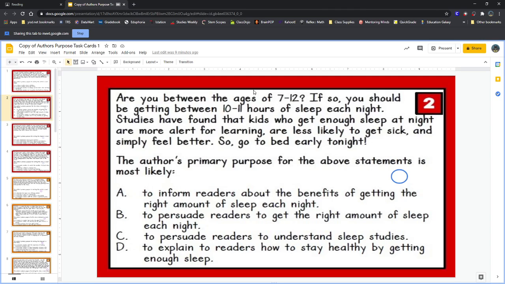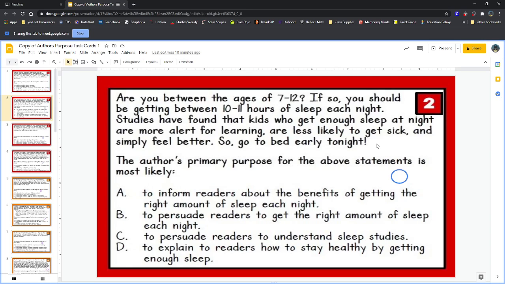Especially because of that last sentence, I think if we didn't have the last sentence, then this would have been an inform. But when I look at that last sentence, so go to bed early tonight, that tells me that whoever wrote this, the author, is not just giving us facts or information about sleep. They're not just saying, oh, if you're this old that you need this much sleep, and that's it. They told us this is how much sleep you should get, and these are all the good things that could happen if you get enough sleep. And at the end, they tell us, so go to bed early tonight.